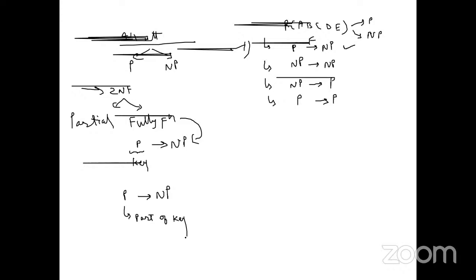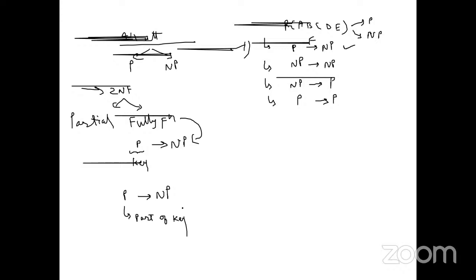So essentially, the meaning is that if a non-prime is partially dependent on a prime key, it is probably creating a subset of a relationship, and therefore there is redundancy. Exactly. So that is the concept.